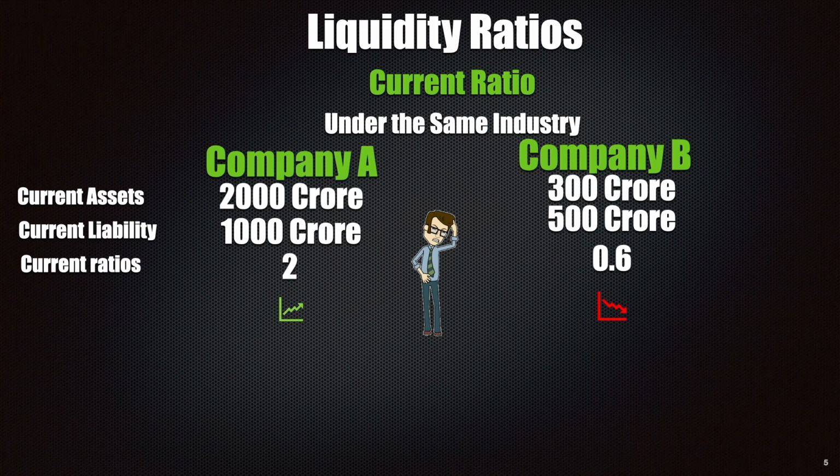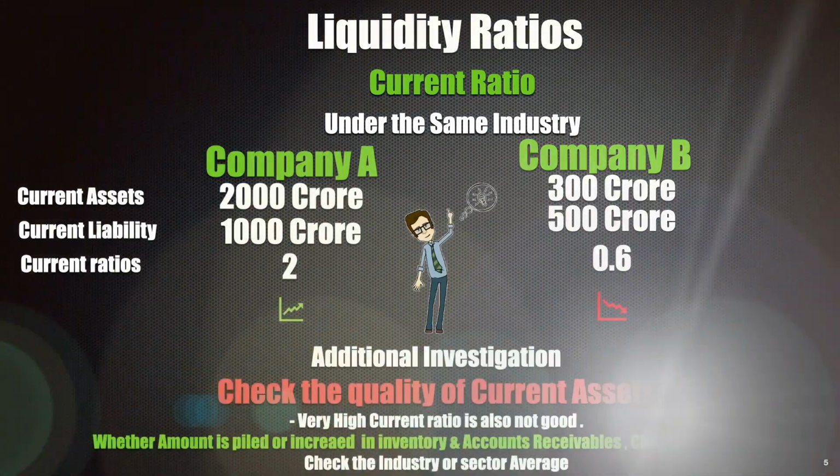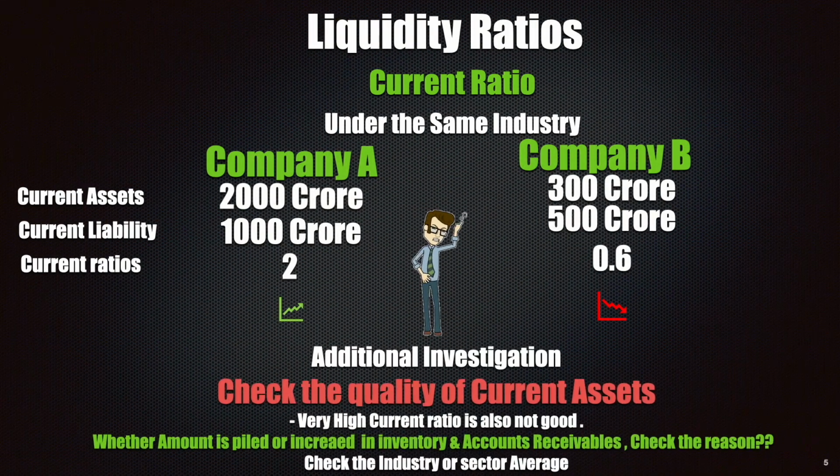So one of the biggest disadvantages of the current ratio is that it does not speak about the quality of current assets. So apparently it looks like company A is better than company B, but it may be possible that company A is locking up its funds in accounts receivable or inventory or any other current asset for a longer period of time. So you need to check the quality of current assets before you give your final conclusion on the current ratio of a company.